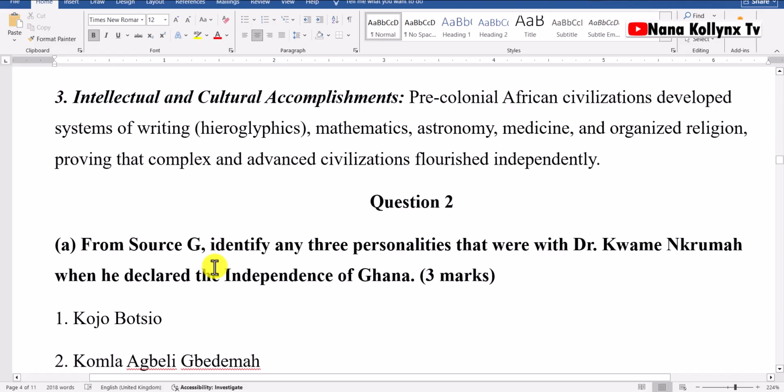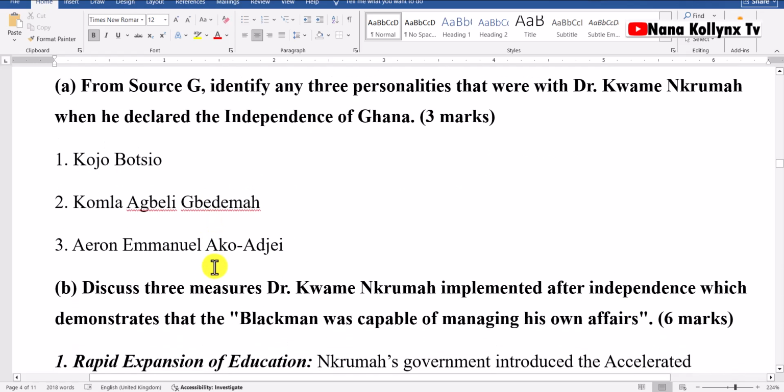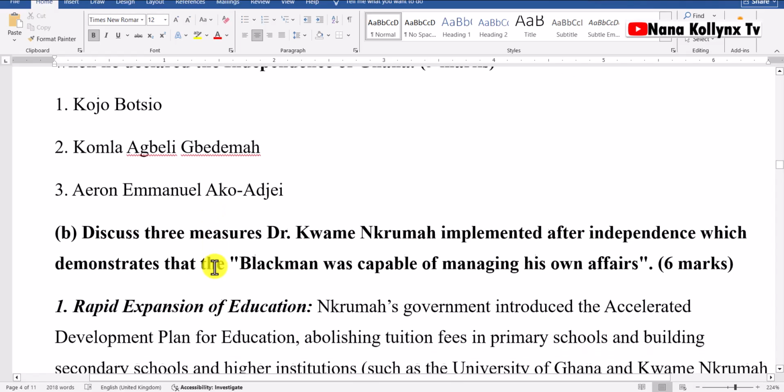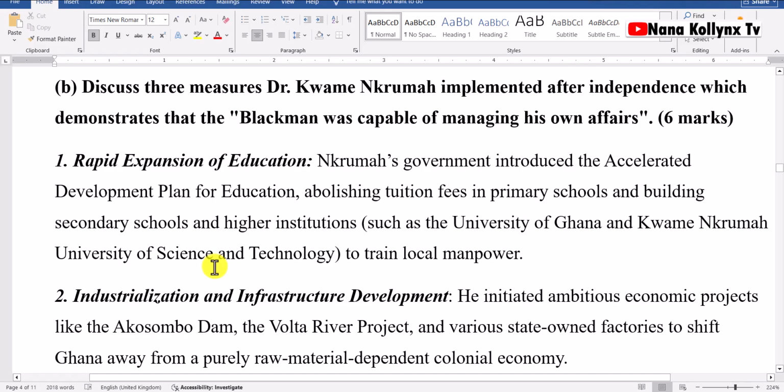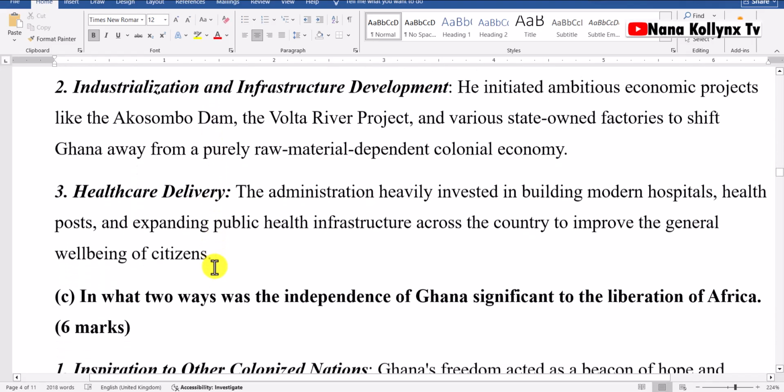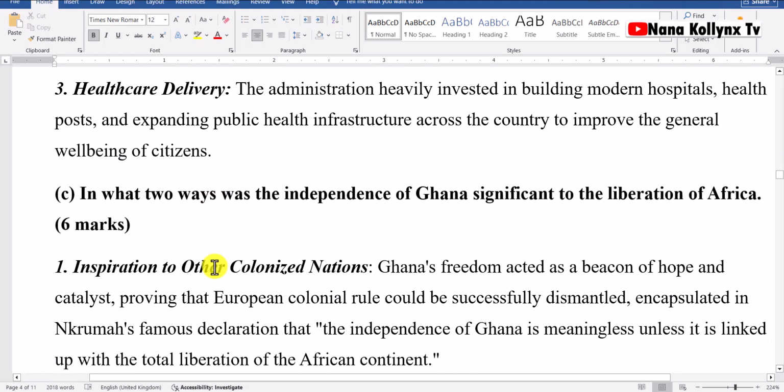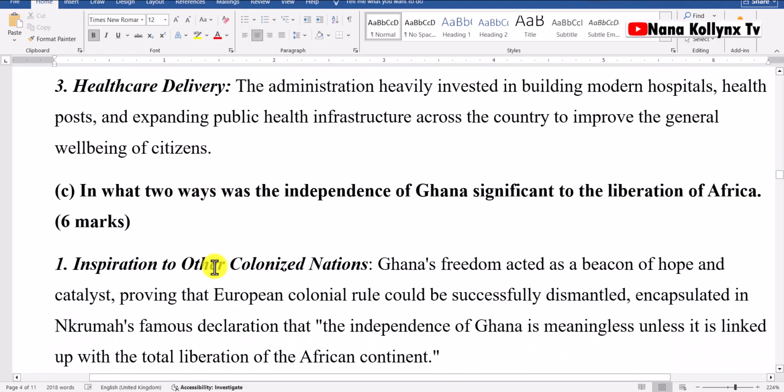Then we have the question number 2, or the source question number 2, is also there for you. The names were Kojo Bonsu, Komla, Bedema, and then Akweje, and some other people over there. So they are there. Let's look at the other question. So that is that. The achievement of Nkrumah over there. Health delivery and other things.